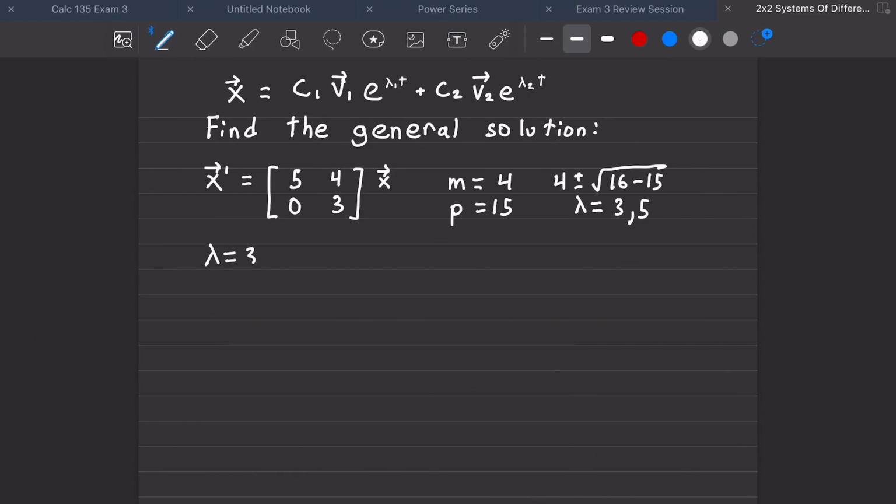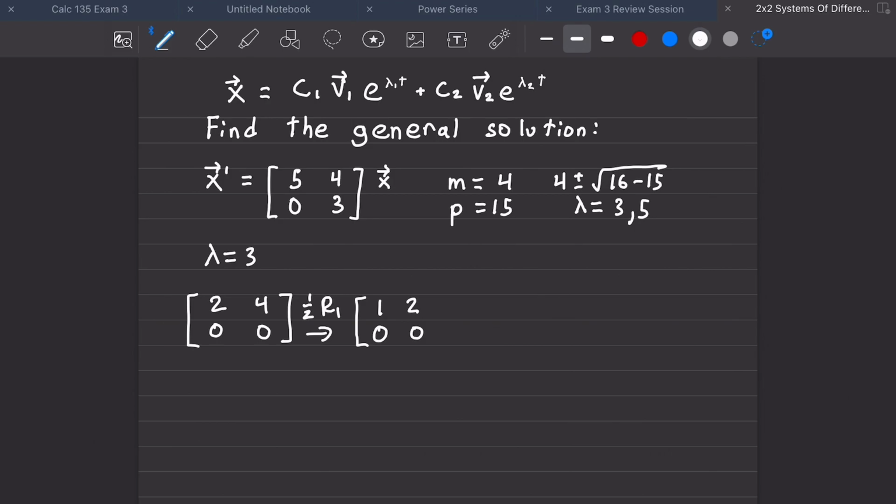So let's begin with lambda is 3. Now we're just subtracting, so we have 2, 4, 0, 0. Okay, very nice. So we kind of cut to the chase there. So all we're going to do now is I'm going to say 1/2 R1, and this is already completely reduced. So we have 1, 2, 0, 0.